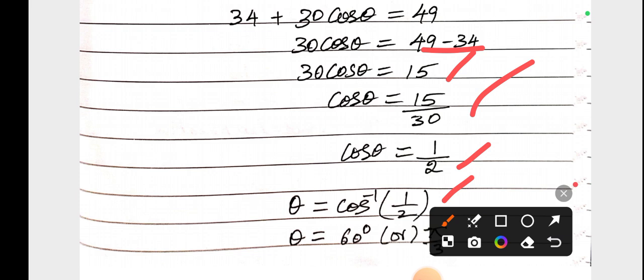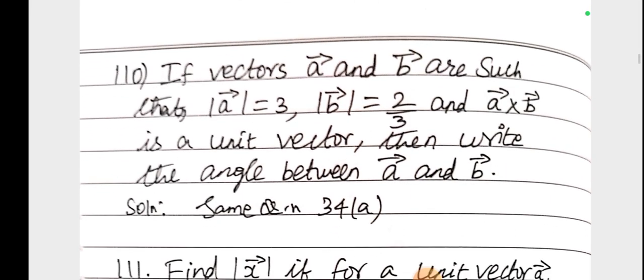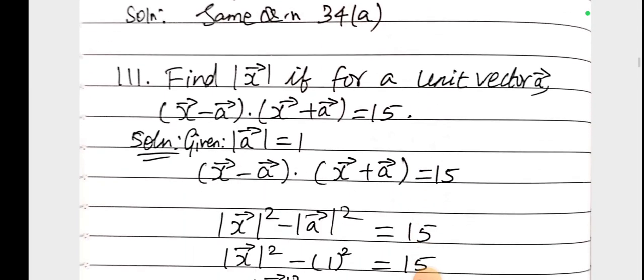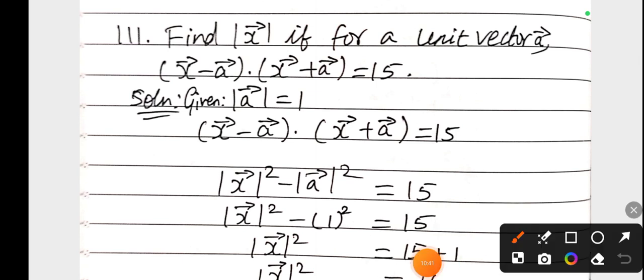Clear? 60 degree or pi by 3, both are the same. Both will come. So both are same. The 110th question is the same question as 34A, so go through it, that is easier. Next, 111. In the worksheet, the 111th question, I will do like that. I didn't think about it until now. I thought of it because of your confidence and motivation, we have reached here.